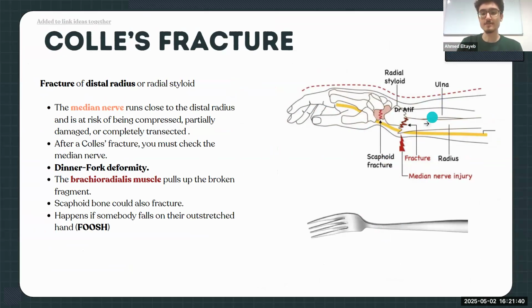When your hand is broken, and the wrist and your radius are also affected, your brachioradialis muscle, a muscle we're going to talk about later on, will be pulling your broken fragment. Because it's called brachioradialis, it connects to the distal aspect of the radius, okay? So it's going to be pulling on the broken fragment, and it's also going to play a part in making this dinner fork deformity shape. We're going to talk more about Colles fracture later on, because it's a very high yield concept.